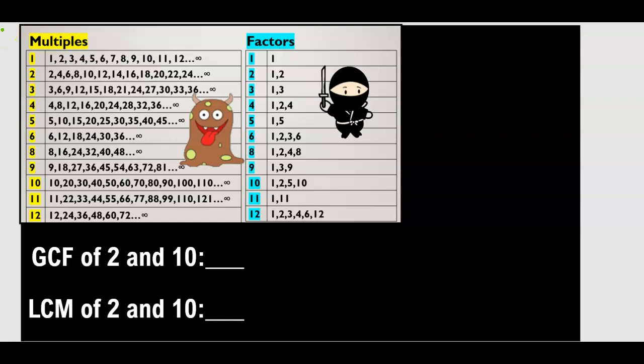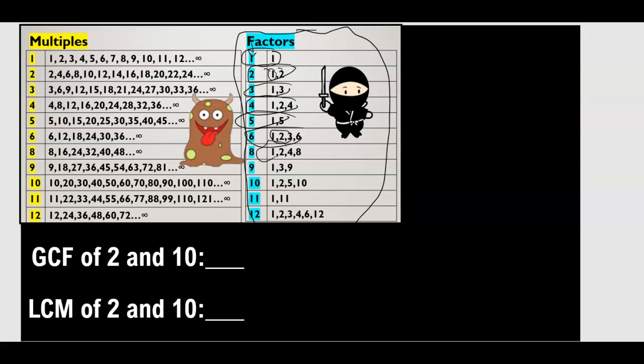The factors are over on this side with the factor ninja, who likes to break things down into smaller pieces. And as you can see, 1 is not smaller than 1, but it's not any greater than 1. 1 and 2, well, 1's less than 2. 2 is not, so it's either equal to or less than, right? Predominantly everything over here on the factor ninja side is going to be less than or equal to the actual number you're trying to factor.